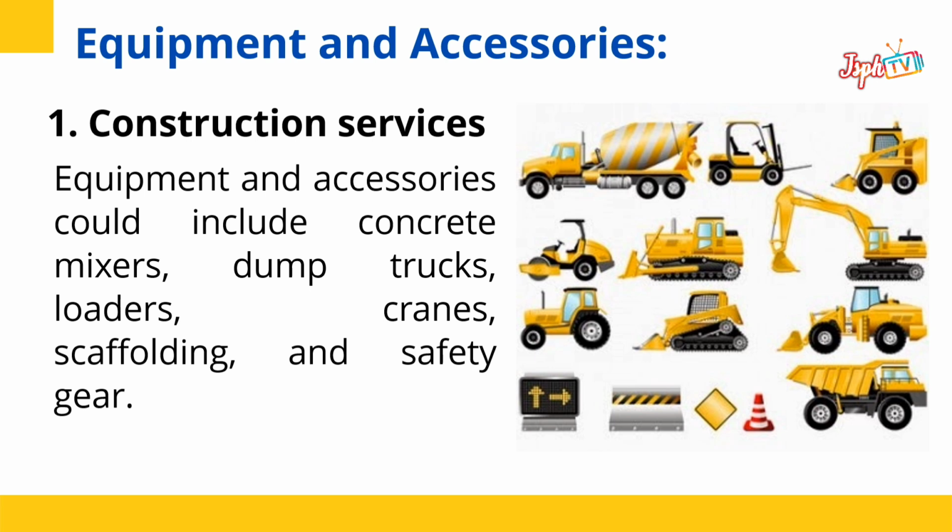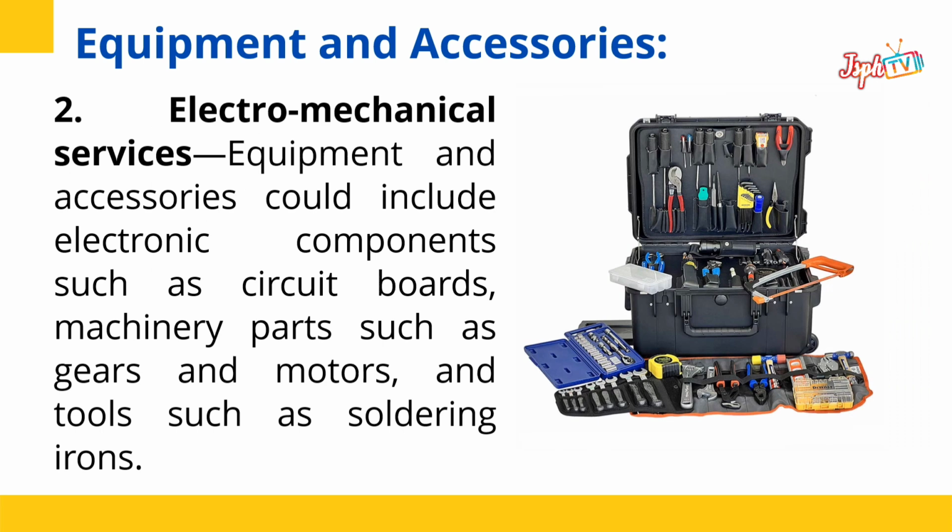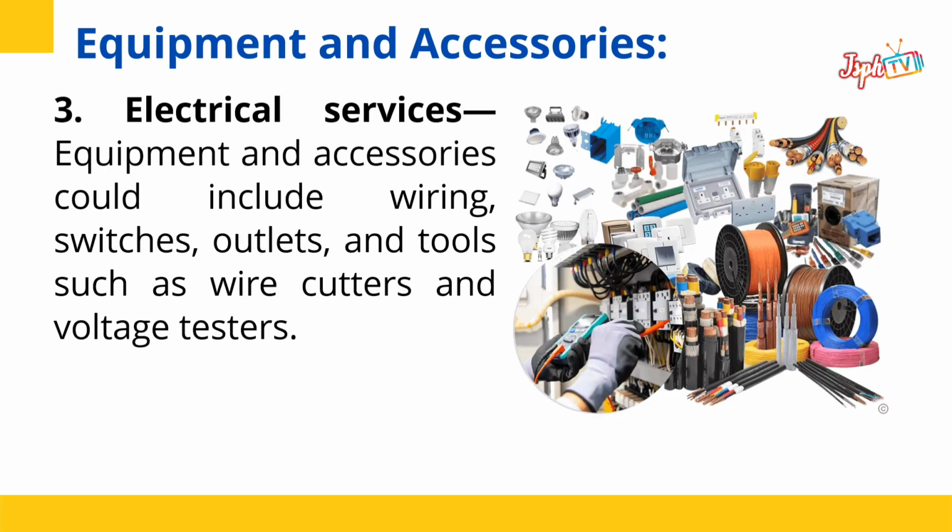Equipment and accessories. Construction services. Equipment and accessories could include concrete mixer, dump truck, loaders, cranes, scaffolding, and safety gear. Electromechanical services. Equipment and accessories could include electronic components such as circuit boards, machinery parts such as gears and motors, and tools such as soldering iron. Electrical devices. Equipment and accessories could include wiring, switches, outlets, and tools such as wire cutters and voltage testers.